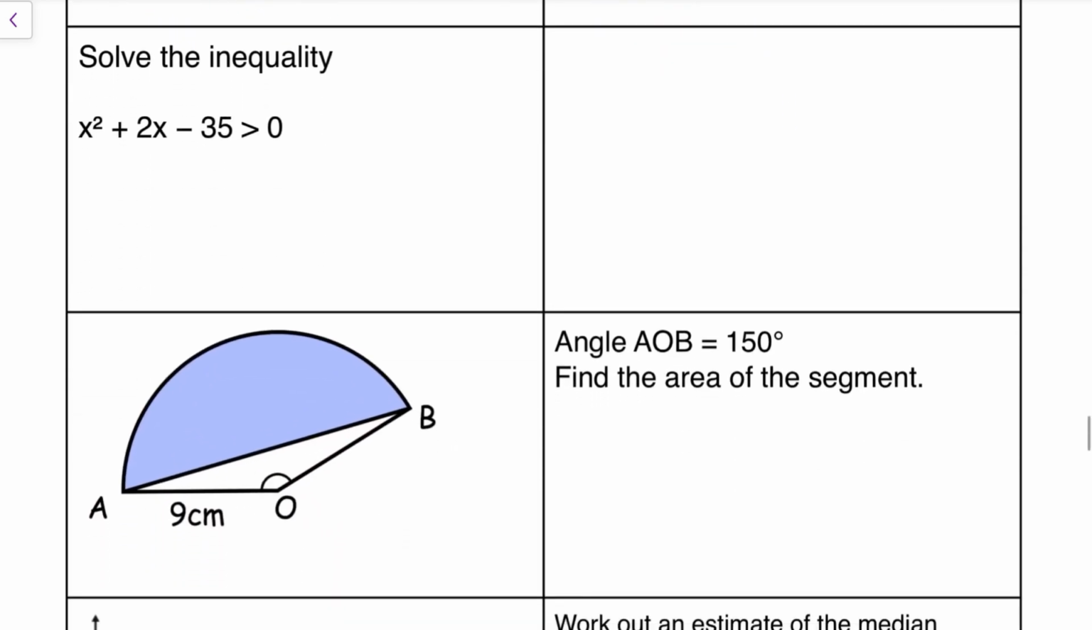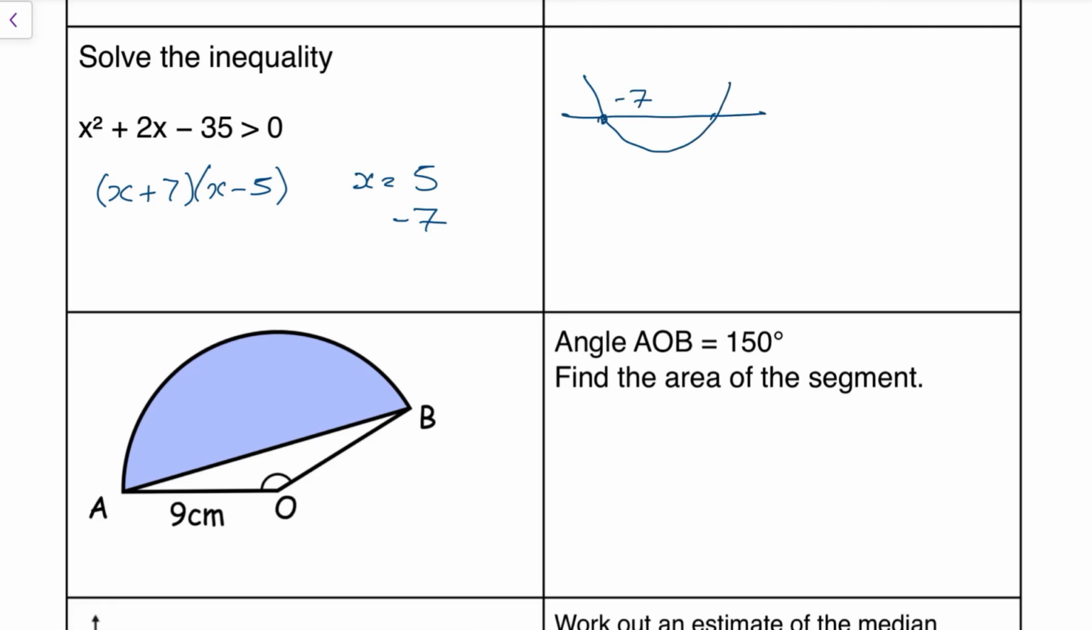Right, next question. Quadratic inequality. Solve the inequality. And there's a definite technique to this, isn't there? So I'm going to factorise first. That's going to be 7 and minus 5, because I know the only real factors of 35 are 7 and 5. So my critical values are 5 and minus 7. So if I draw my little graph, I know minus 7's here, and I know 5 is here, and I want all values that are greater than, which means I want all values to the left and to the right. So my answer is going to be x is less than minus 7, or x is greater than 5.